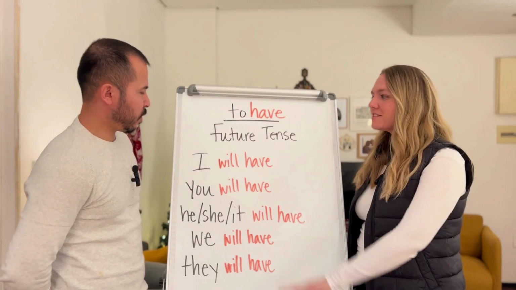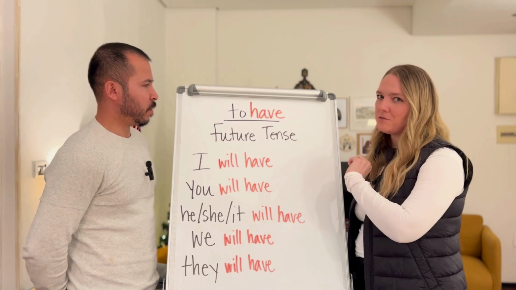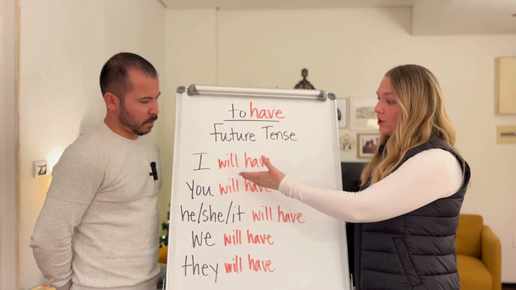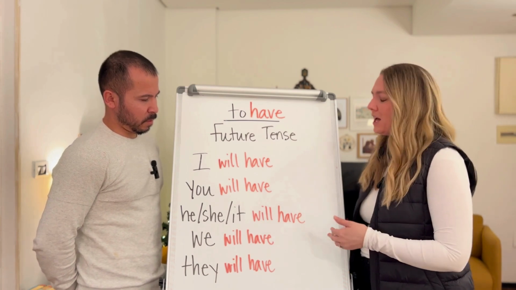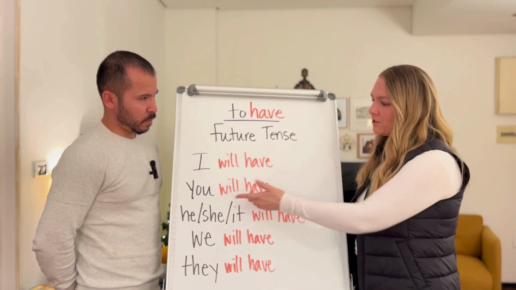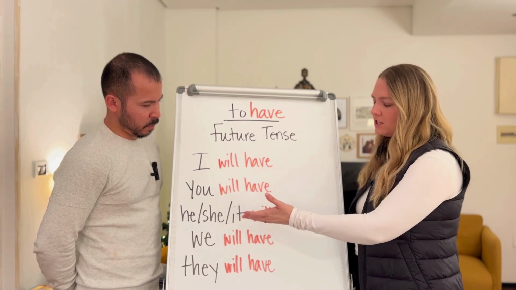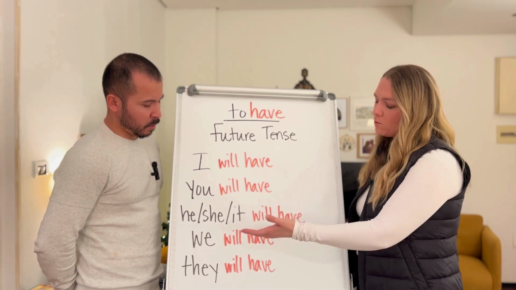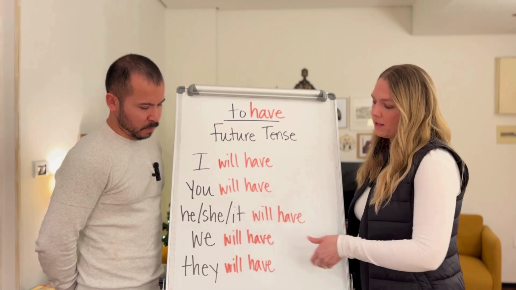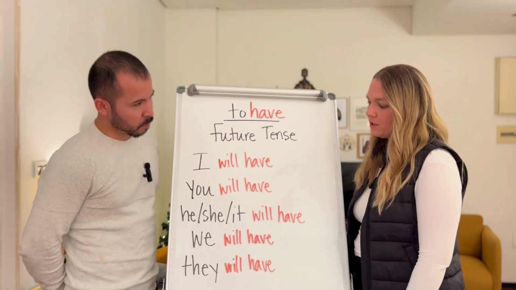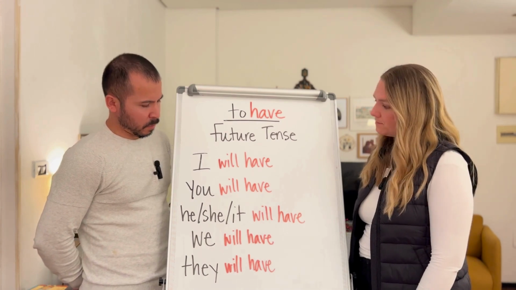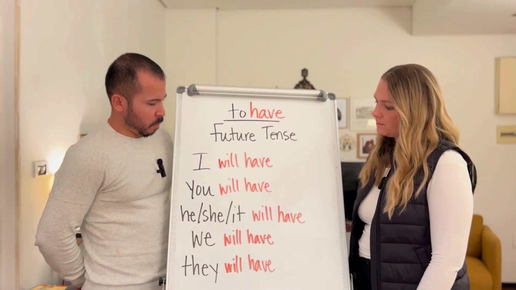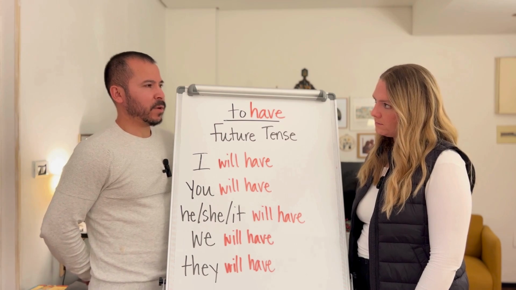The way we use the future tense with the verb to have is again by adding the word will, which is a regular way of having a future verb. So I will have, you will have, he, she, it will have, we will have, they will have. So for example, tomorrow they will have lunch together. Tomorrow I will have a good day.